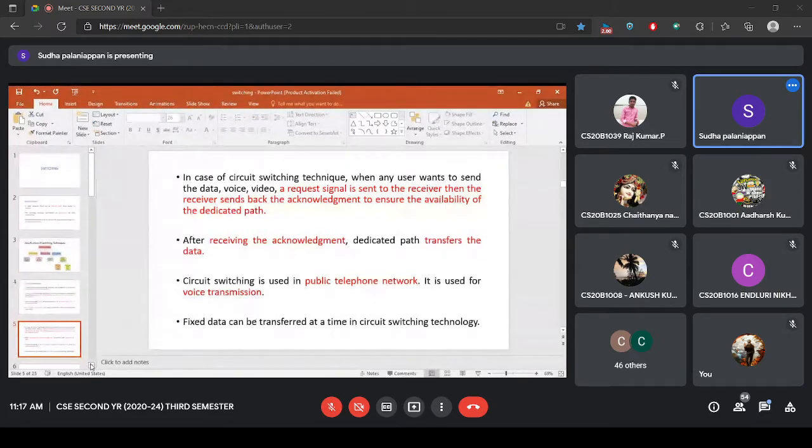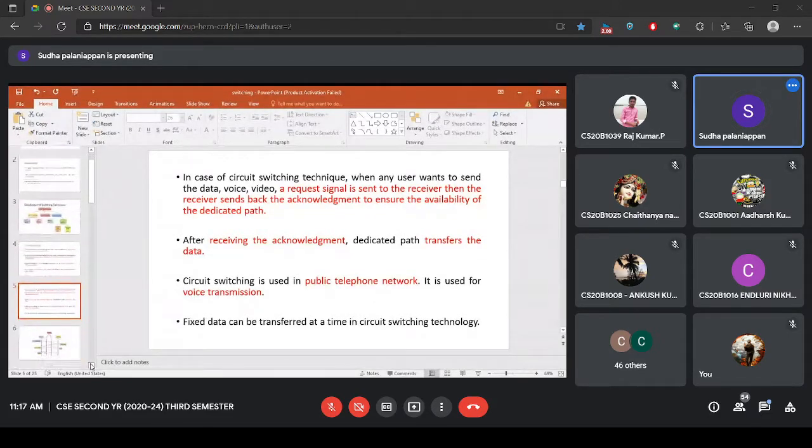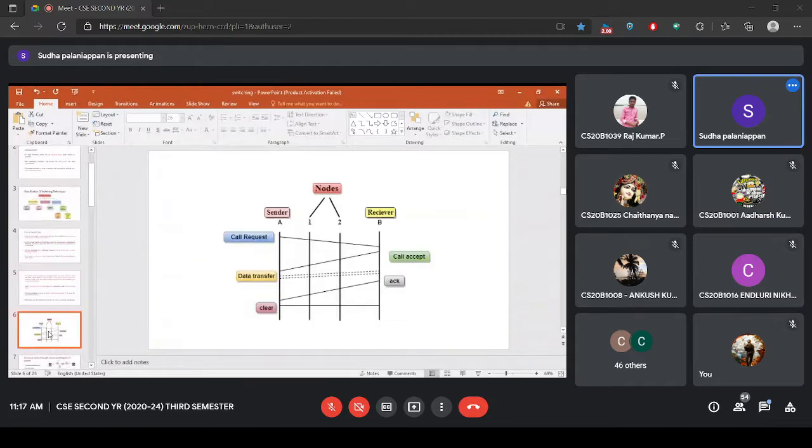Once you want to send any data, initially you send a request. Think of A sending some messages to B, and there are some intermediate nodes between A and B. The call request is first initiated from the sender A who wants to send the data, and once the request is accepted by the receiver B, it has to send the call accept message.